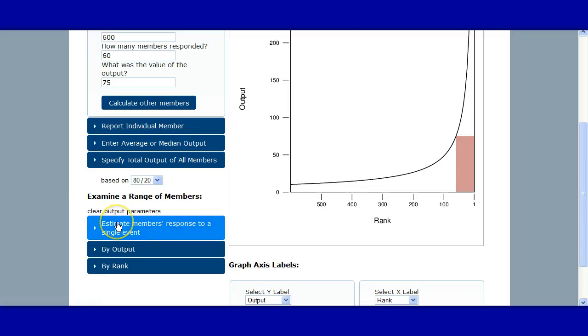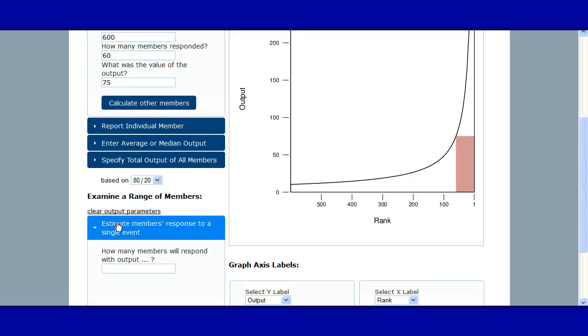So what we're going to do is click "estimate members' response to a single event." I'm going to go ahead and click on that, and it's ideal for you to have multiple different products. But if you don't, we're going to put in the prices of a number of different products that we could have. And when we look at everything, we're going to find the ideal product that will give us the most revenue. So I'm going to start off with a $3 product.